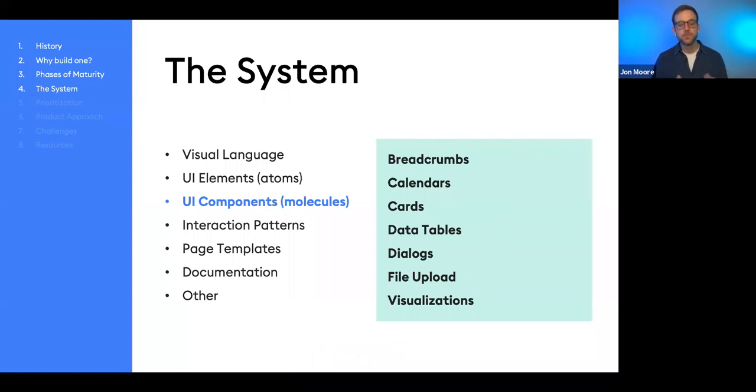Next, we get to UI components. So again, referring back to that kind of atomic design, if you've not heard of that before, UI components are sort of the molecules. If you think about atoms being those buttons or maybe text fields, those really small, minute pieces of UI, I kind of think of them as Lego bricks, then the molecules are really just combining a bunch of those to achieve a certain goal. So things that might be molecules here or components: breadcrumbs, things like calendars or date pickers, cards, dialogues, a file uploader, and then different visualizations might fall in here as well, although those are sometimes a little bit more advanced.